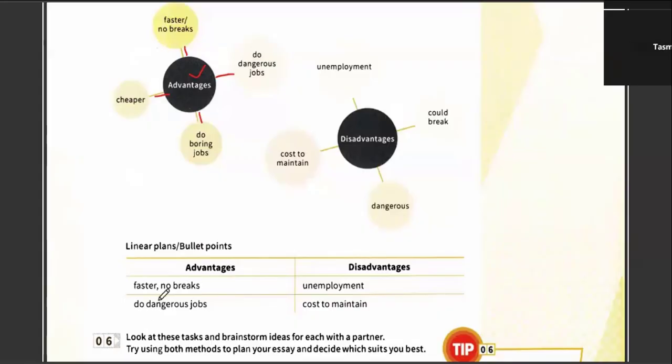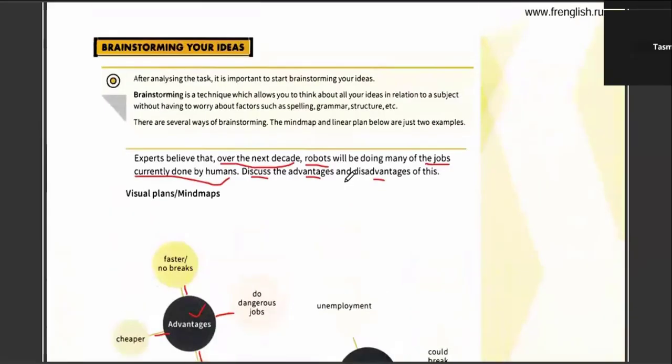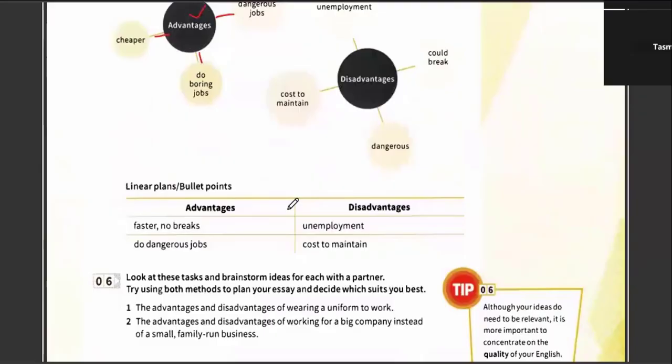The advantages: faster, no breaks, do dangerous jobs. So these are the way we can note down, or write down the bullet points under advantages. And for disadvantages, we write bullet points like unemployment, cost to maintain, could break, very dangerous, like that. Okay. So these are the two ways that are just shown as examples that you can brainstorm and note down your ideas in mind maps and linear plans.